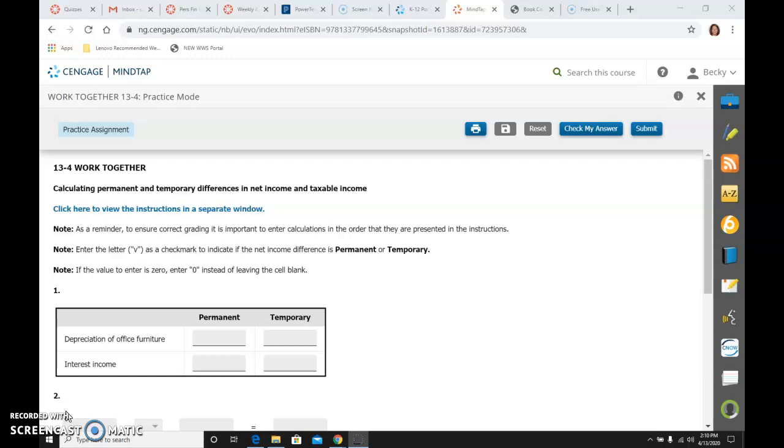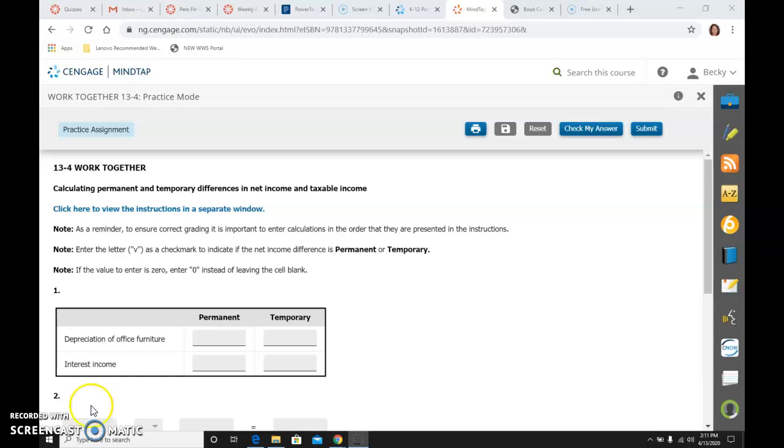In addition, they identified two items that will cause differences between net income and taxable income. A: on January 1st, they bought office furniture for $49,000. They'll depreciate it using straight line depreciation, no salvage, 7-year estimated life. For taxable income purposes, depreciation is $12,250. And then on December 31st, they received a check for $2,500 for interest earned on a tax-exempt bond.